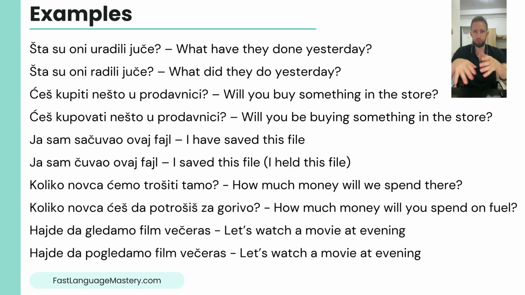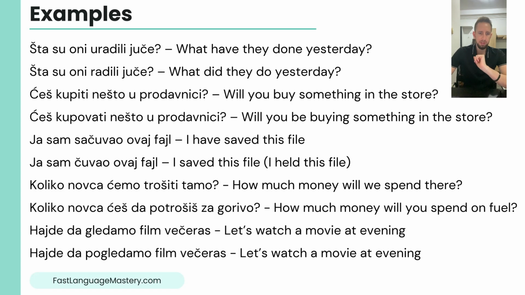Action which is supposed to be finished. Yeah, these examples are very similar, and usually people say ajde da gledamo or ajde da pogledamo. Usually they don't even differentiate what they mean, but very, very deep subconsciously, linguistically, when we say hajde da gledamo film večeras, we talk about the process of watching a movie, and hajde da pogledamo film večeras, we talk about a finished action in the future about watching a movie.